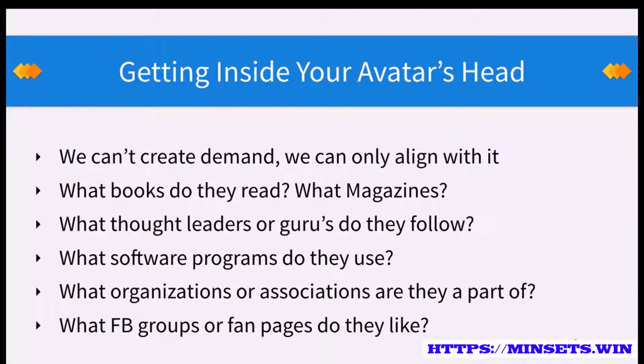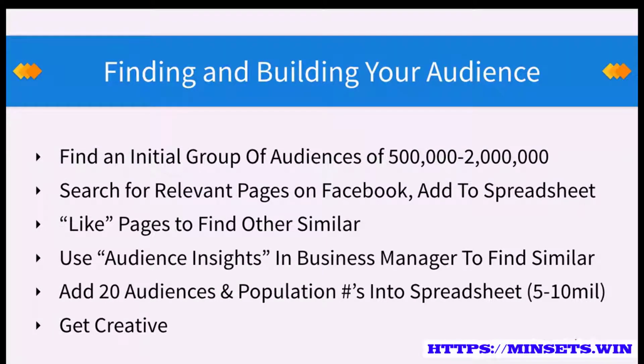And one of the key points that you already wrote out in there are these questions here. What books do they read? What magazines do they read? What thought leaders or gurus do they already follow and listen to? What software programs do they use? What organizations or associations are they a part of? What Facebook groups or fan pages do they like? And when you answer all these, yes, it helps you create your ad copy. Yes, it helps you create your offer, but this is also a huge head start in finding your audiences on Facebook here. And so taking what we wrote in those parts of the avatar, let's move forward and show you how to turn those answers into finding and building your audiences.